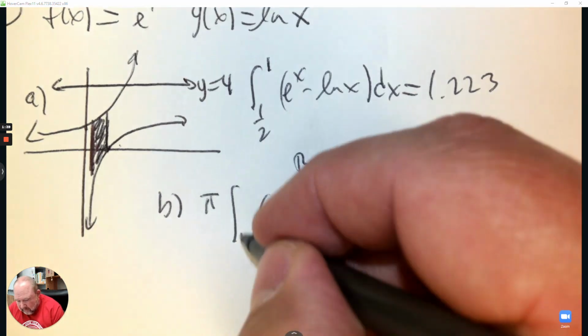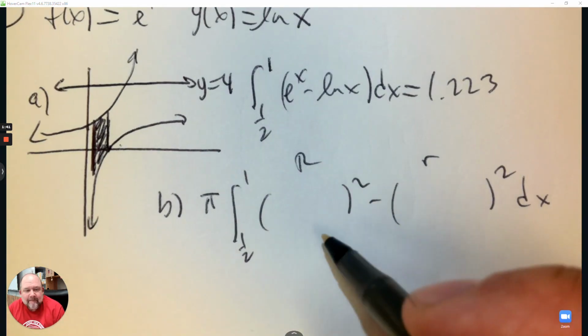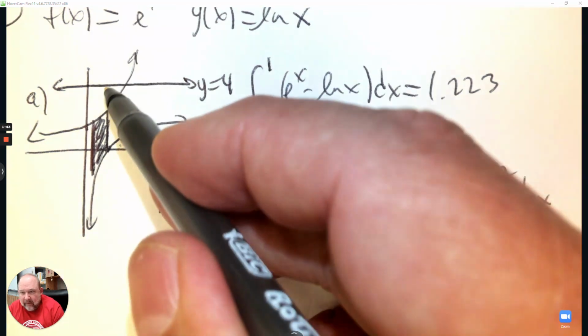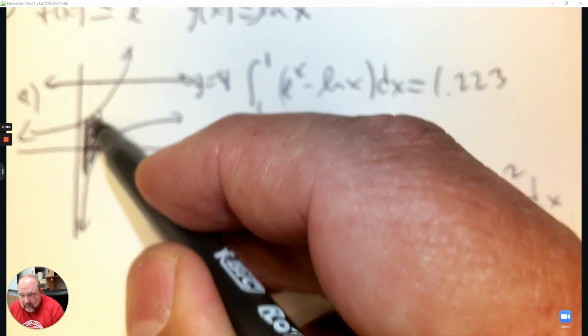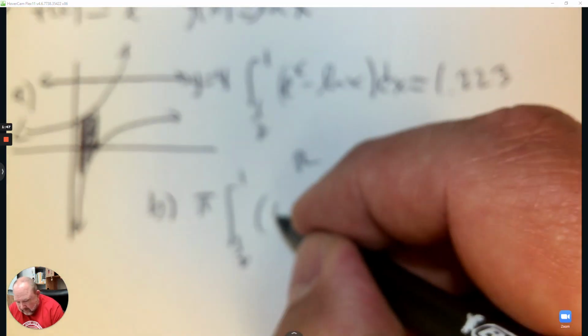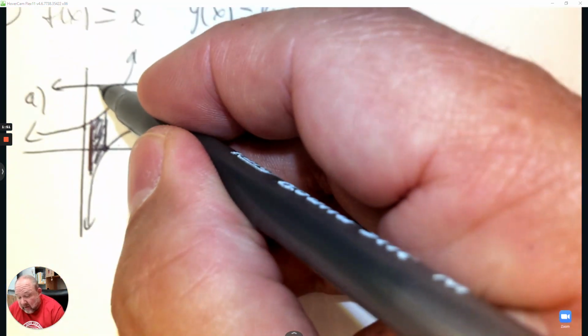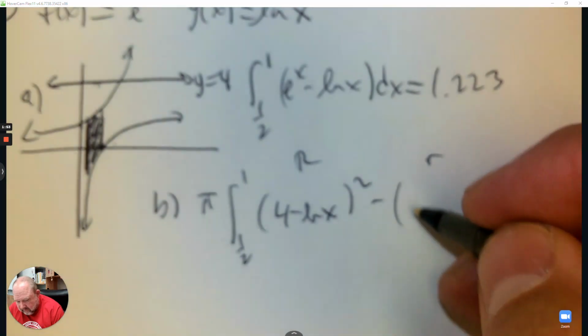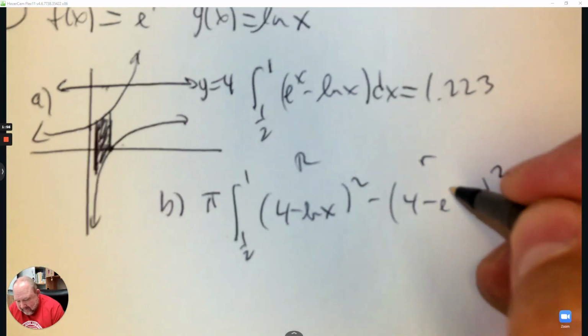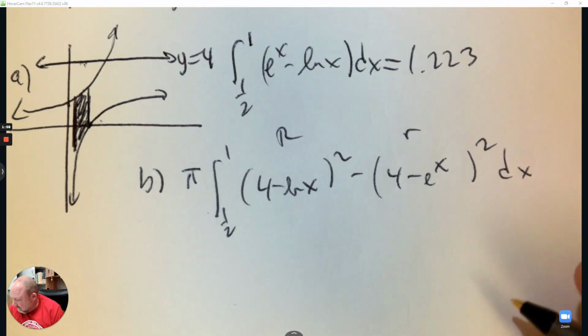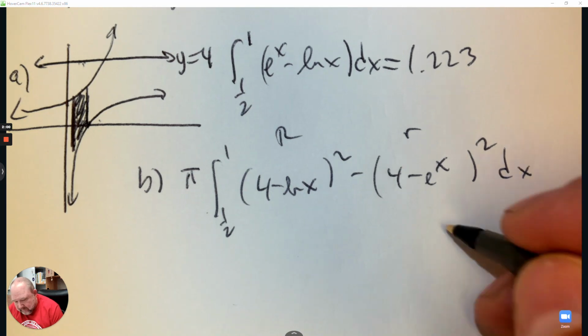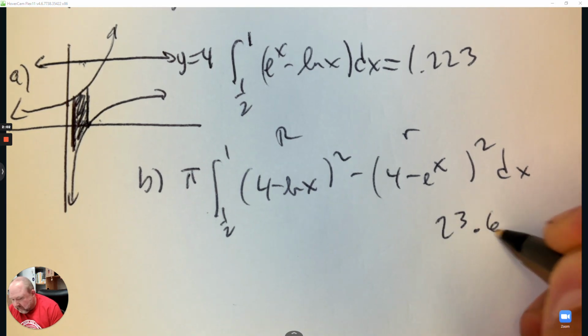Pi, the bounds are the same, and then I just have to go from the line of revolution. So top subtract the very bottom, that's going to be 4 subtract ln x. That's the longest radius. And then top subtract bottom, the smaller radius, is going to be 4 subtract e to the x. Then type that in. Go ahead, press pause, and you get 23.609.